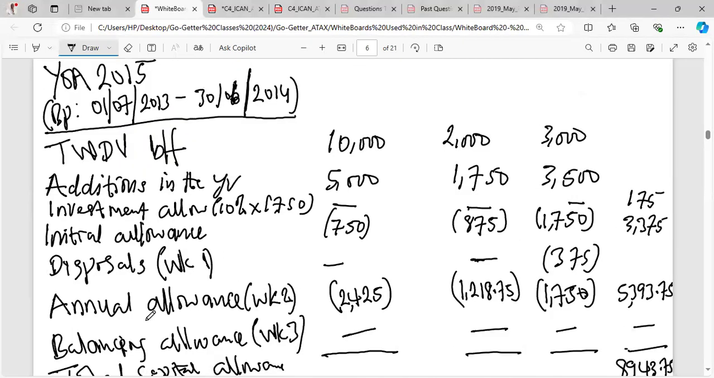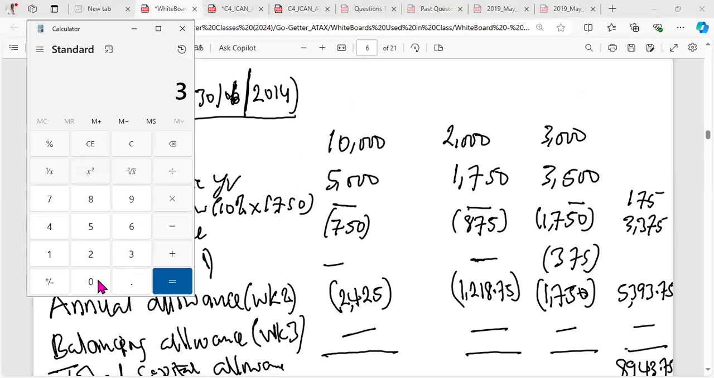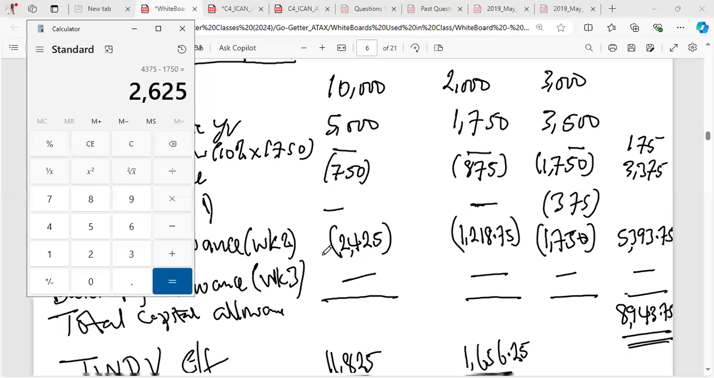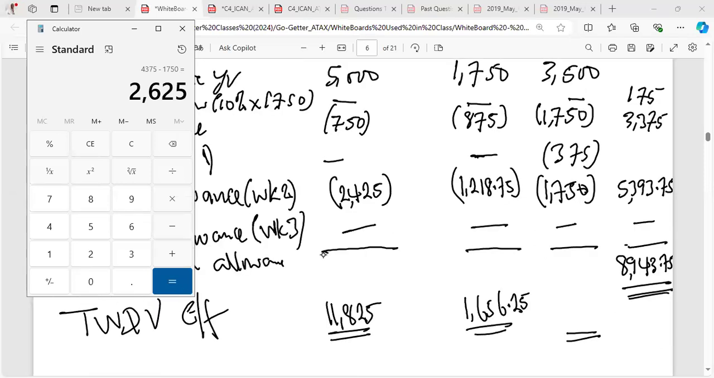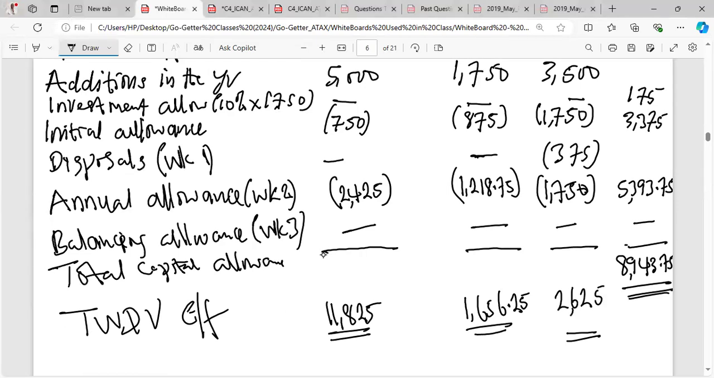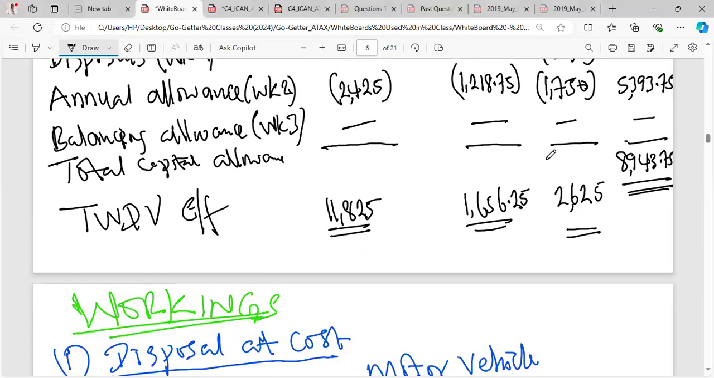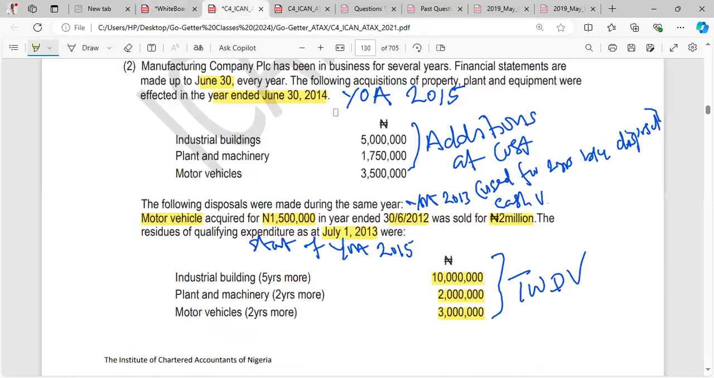And the last one, we have 3000 plus 35 minus 1750 minus 375 minus 1750, 2625. So that's it. Your capital allowance is 8 million for 943 or 944. That's how this question is going to be solved.